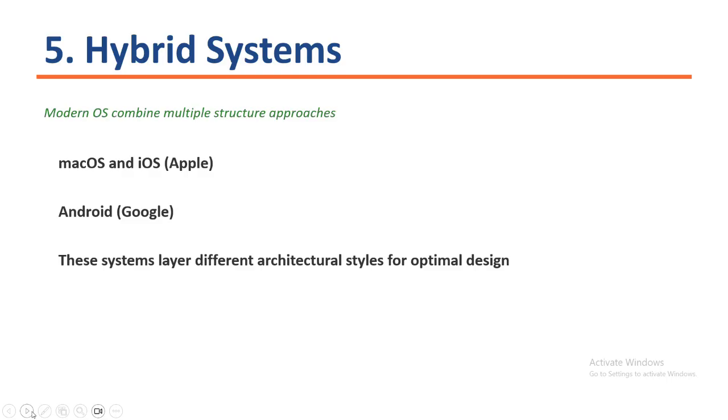Hybrid systems. In this, modern OS combine multiple structure approaches. That means nowadays, the latest versions of operating systems don't use just one model. Instead, they mix and match different architectures depending on what works best for each part of the system.